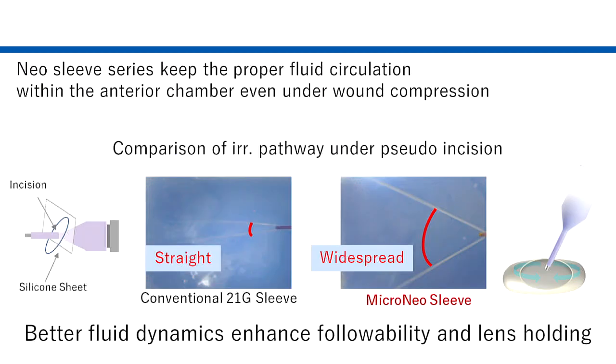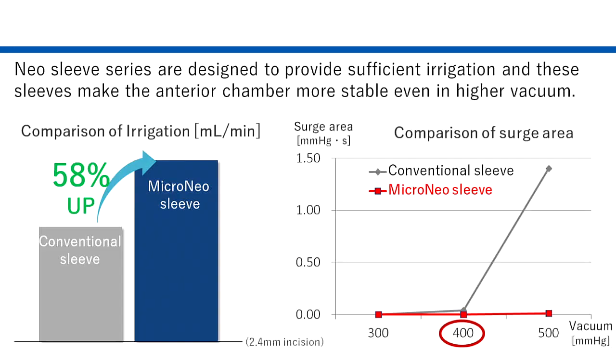So under the incision, if you see, there is the micro sleeve, it spreads the fluid all around, and it causes better fluid dynamics and enhances followability and lens holding. So this gives you much better control, while you can go up to a higher vacuum without much of an issue. Like even with 500 vacuum, the flow and the irrigation remain very, very stable.